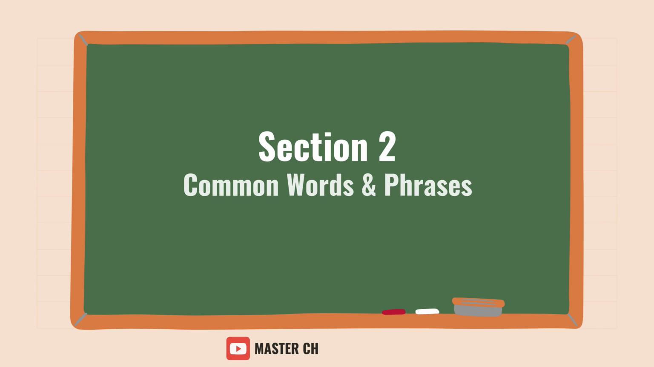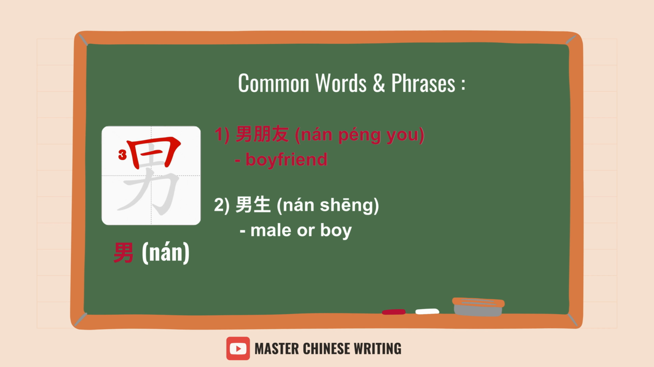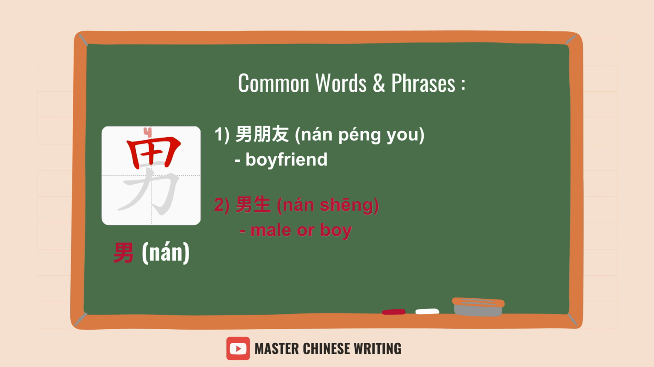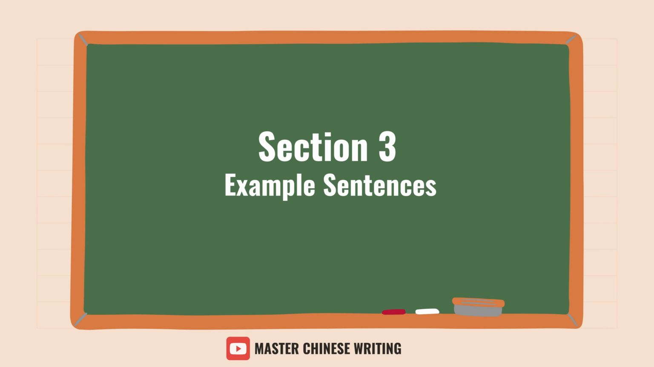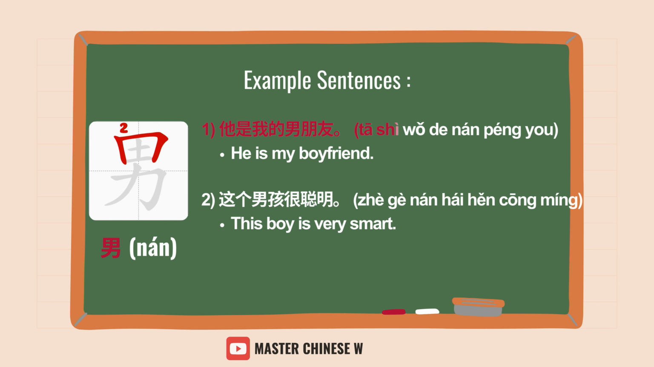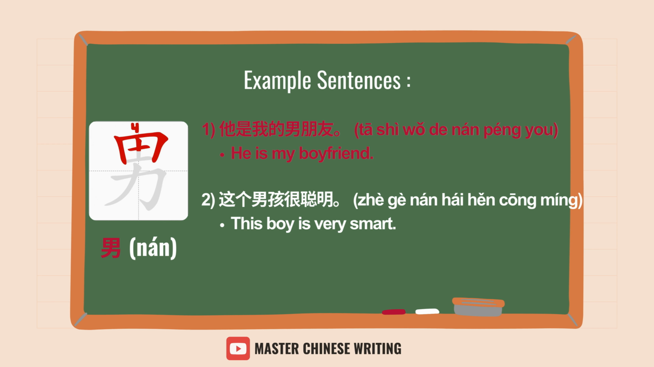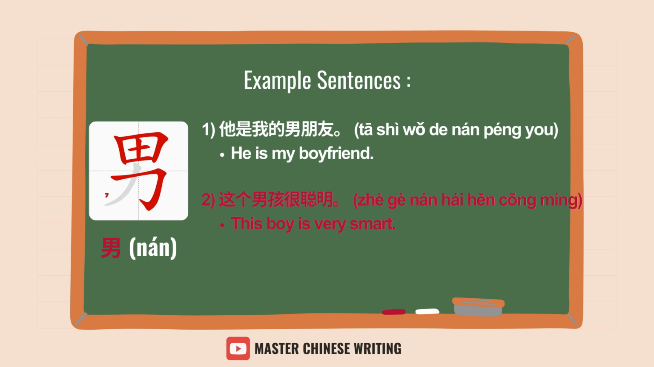Section 2. Common words and phrases. 男朋友, boyfriend, 男生, male or boy. Section 3. Example sentences. 他是我的男朋友. He is my boyfriend. 这个男孩很聪明. This boy is very smart.